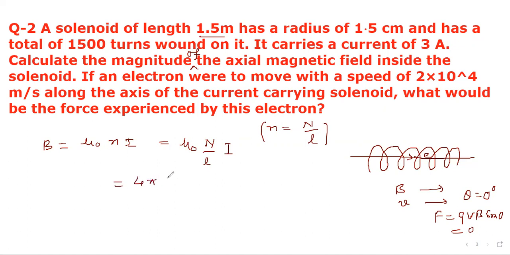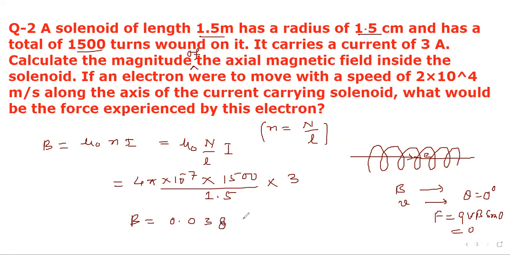We put values. Mu naught is 4 pi into 10 to the power minus 7 into number of turns, which is given as 1500, divided by length of solenoid, which is 1.5 meter, and the radius has nothing to do with the magnetic field, into I. I is 3 ampere. So if we evaluate it, we will get B equals 0.038 Tesla, which is our answer.